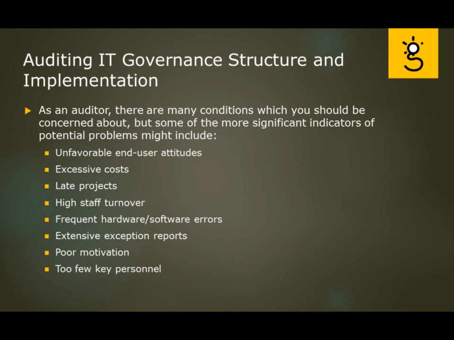Excessive costs or cost overruns, projects that are late, a high staff turnover. Some industries like sales, that's a little bit normal, but in IT, that's an indication of a problem. Frequent hardware or software errors, an extensive number of exception reports. That might be indications there of procedures that need to be reviewed and changed, or policies, or an issue of training with the people that are working. Poor motivation, or maybe you just don't have enough key personnel. So all of these are things that we want to look at because they can damage the potential of how efficient and effective your IT can be in supporting your business objectives.